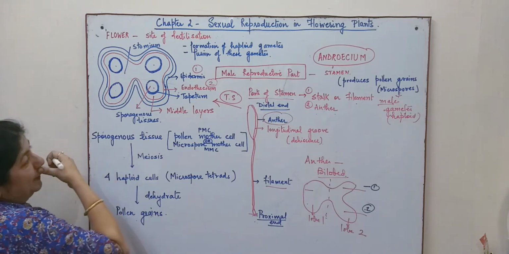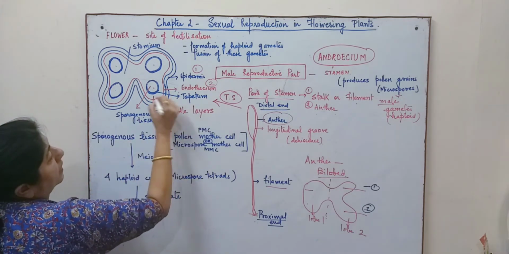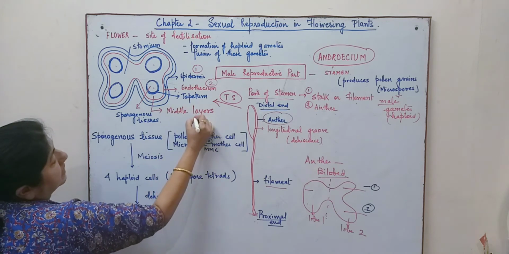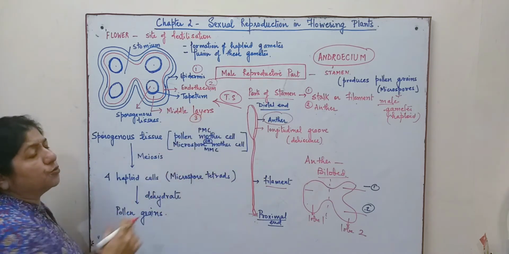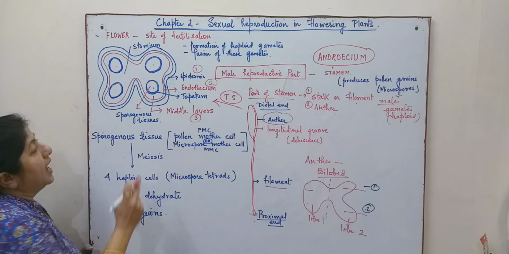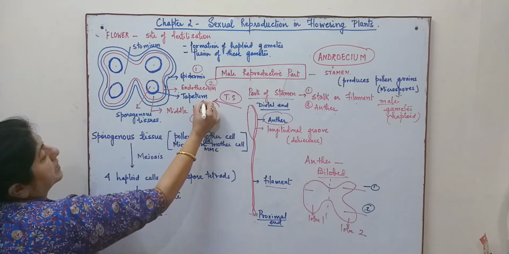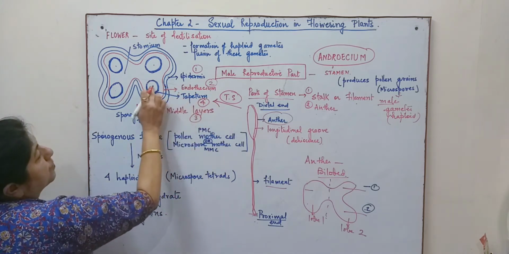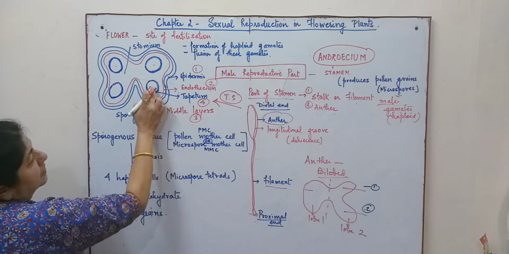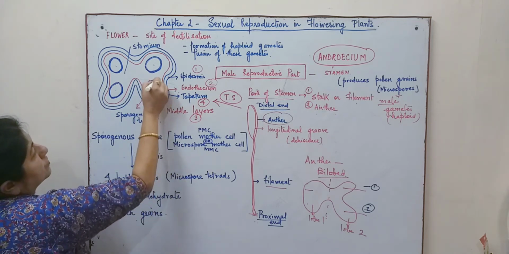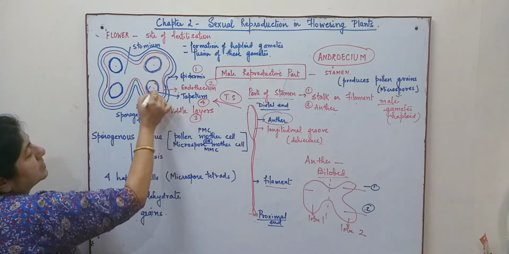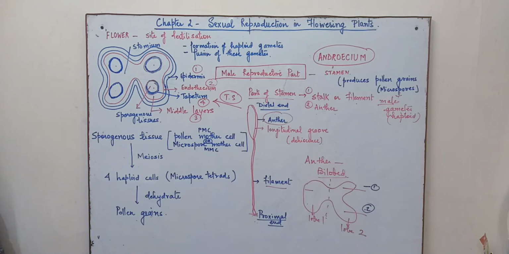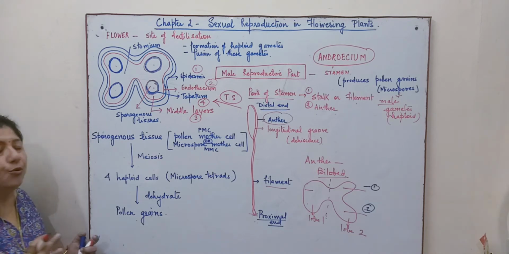The third layer is the middle layers. This third layer may be 2 or 3 cells thick, and the tapetum is the innermost layer that borders the microsporangium. So these are the 4 microsporangia, and the tapetum is the innermost layer. Tapetum is typical and it has a very specific role.